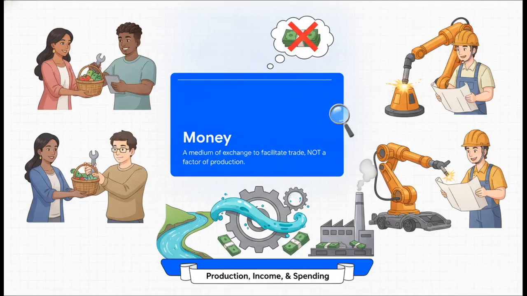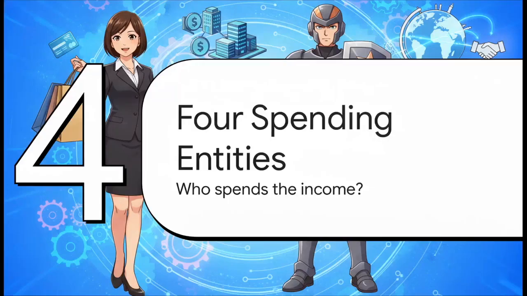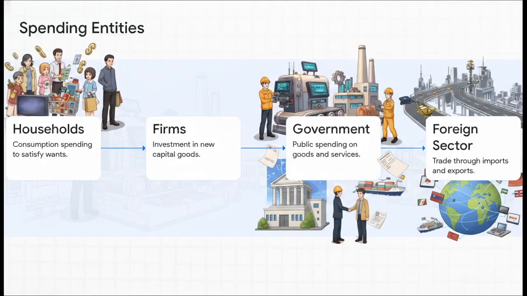It's just the fluid that lubricates the economic engine, making it infinitely easier to trade goods and services without having to rely on bartering. Part 4. The 4 spending entities. With our production engine up and running, let's expand the model a bit. We know how income is earned by those factors of production, but who are the main actors out there actually spending it? We can progressively build the entire economy from the ground up by looking at 4 distinct actors.